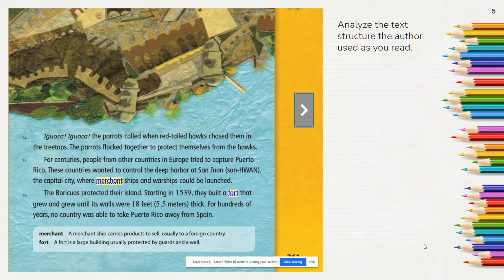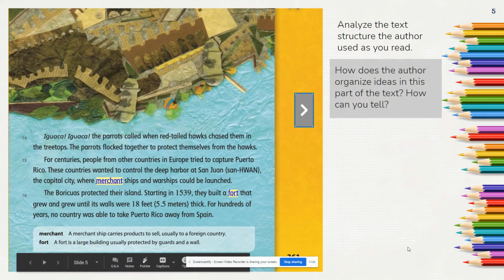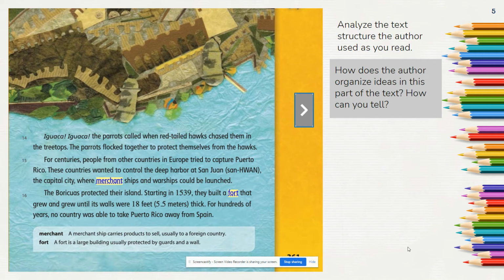Take some time to turn to page 361 and then reread page 361. Pay close attention and analyze the text structure. Think about what you know about text structure so far while you're reading the page. Pause now to do this. Okay, now that you're back, let me ask you something. How does the author organize ideas in this part of the text? How can you tell?